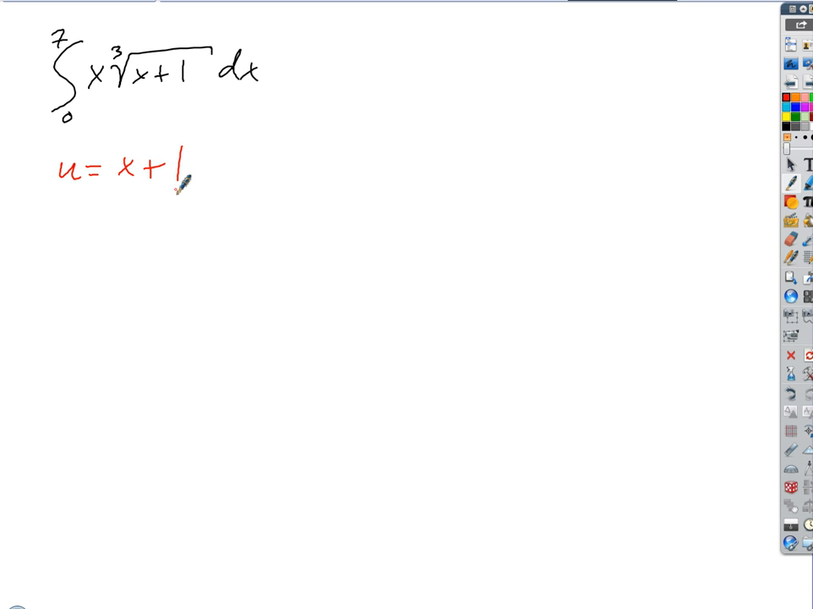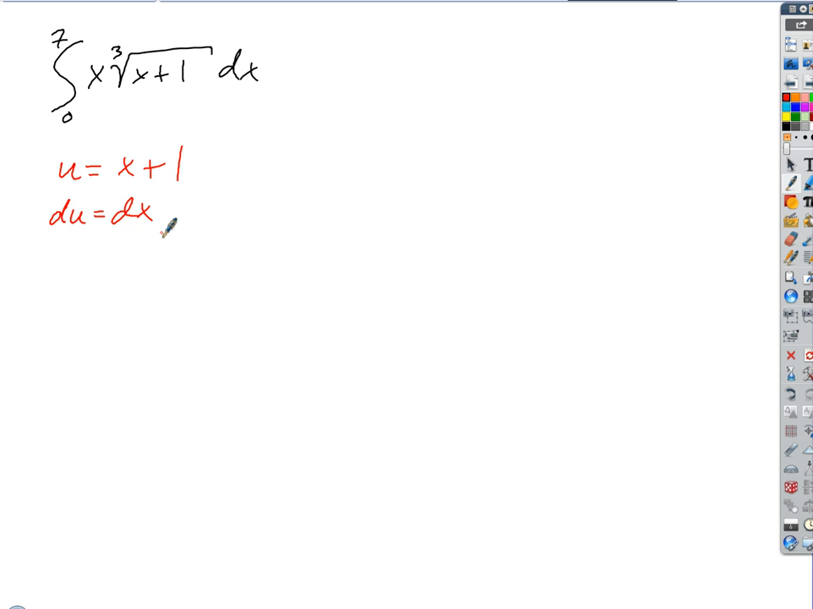So what's du? Du is 1 times dx. What's the distinction? This is a derivative in differential form. You could say u prime, du/dx equals 1, so du equals dx.